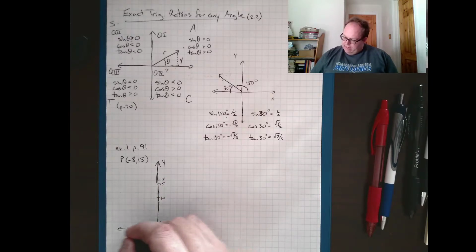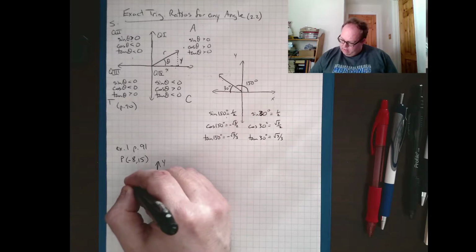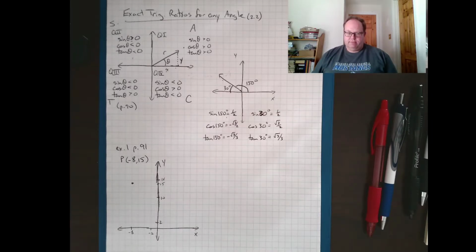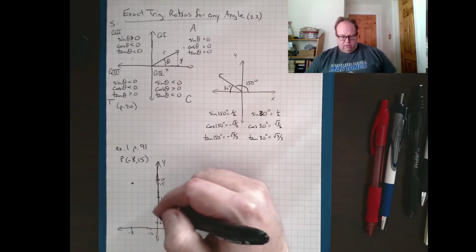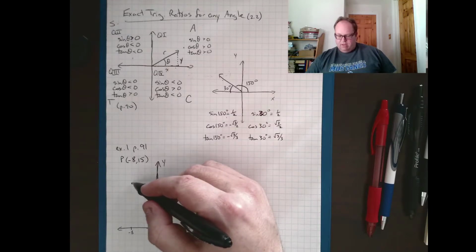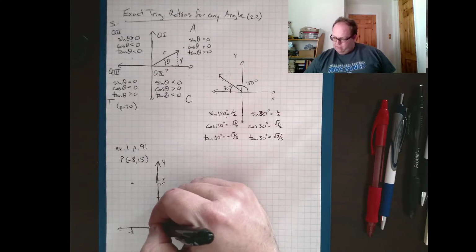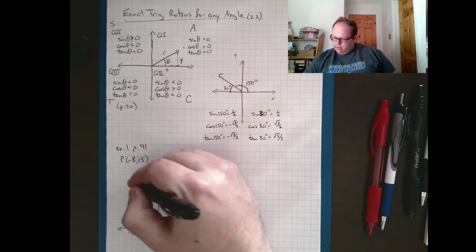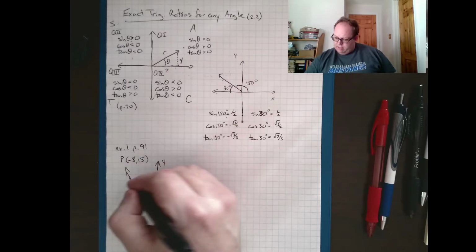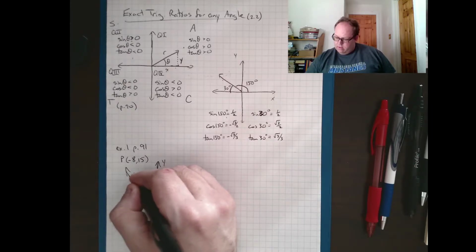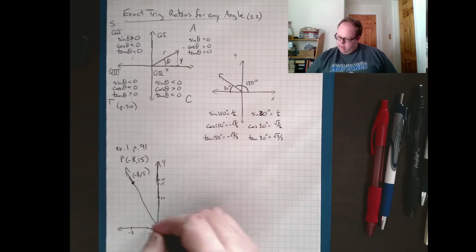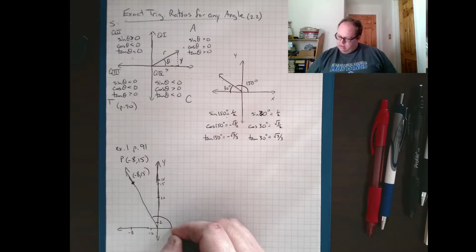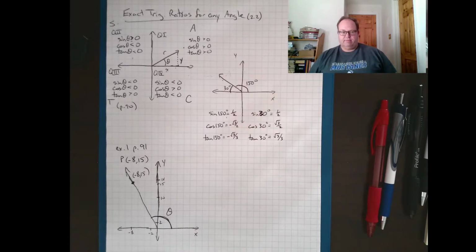And my point at -8 and 15 would be about there. And we were told the point -8, 15 lies on the terminal arm for an angle. So I draw a line out to here, roughly speaking. And this describes the angle I'm interested in. That's my angle theta.